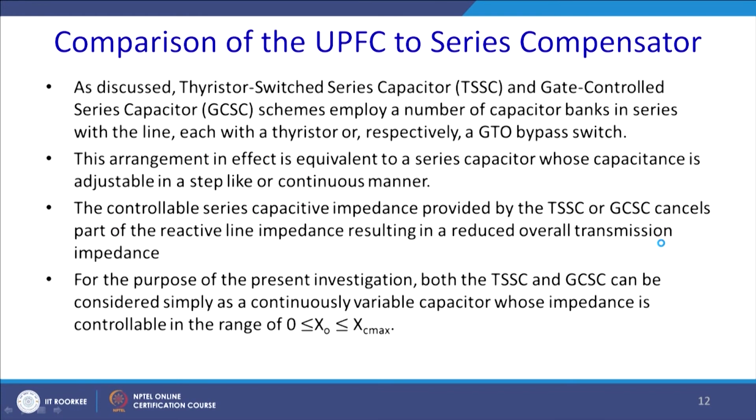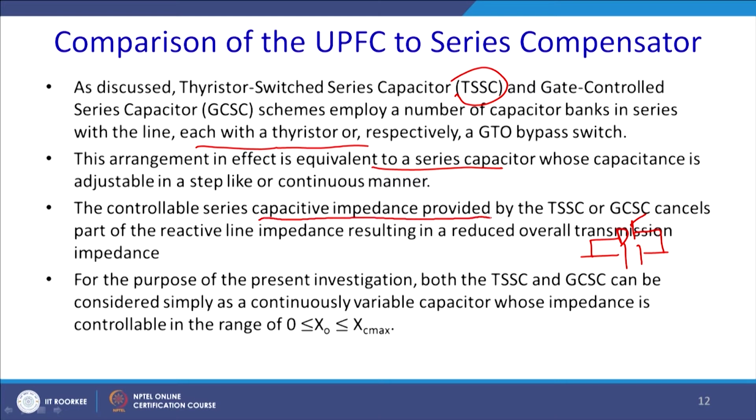As discussed, the thyristor switched series capacitor, that is TSSC, and the gate controlled series capacitor, that is GCSC, mostly GTO based schemes, employ a capacitor bank in series with the line, with thyristors or a GTO to bypass the switch. So, what happens then? This arrangement is equivalent to a series capacitor whose capacitance is adjustable in steps or in a continuous manner. So, you have a capacitor and you have switches. Once it is triggered fully, then the capacitor gets bypassed. We have discussed the series compensation in detail.